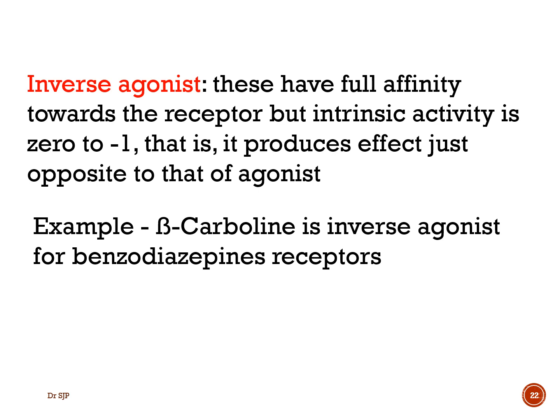Now we have the inverse agonist, right? These have full affinity towards the receptor, but the intrinsic activity can range from 0 to -1. That is, it produces an effect which is just opposite to that of an agonist, right? For example, beta-carboline is an inverse agonist for benzodiazepine receptors. So it produces effects like anxiety, insomnia, and seizures, which are just opposite to the therapeutic effects of benzodiazepine, which is anti-anxiety, sedation, and anti-epileptic.